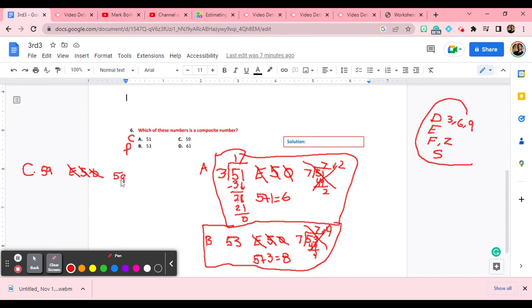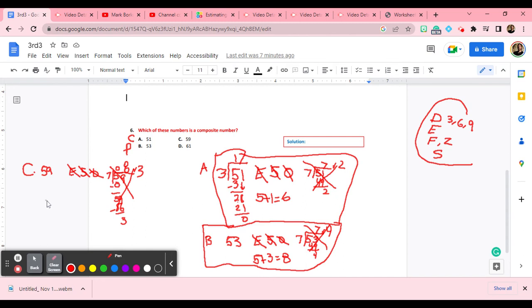59 divided by 7. Can 7 fit into 5? It cannot. Okay, so 0 times 7 is 0. 5 minus 0 is 5. 59. Can we fit 7 into 59? We can. 8 times would be appropriate. 8 times 7 is 56. 56. We subtract. We get 3 as our remainder. 8 remainder 3 is not evenly divisible.